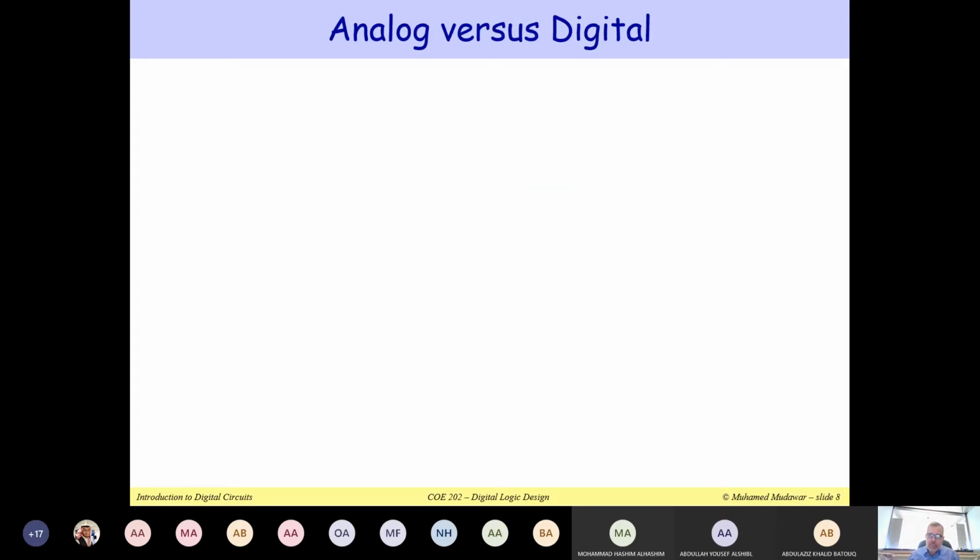Okay, so let me start first with analog versus digital. Can anyone explain to me what is the difference between analog and digital? Any idea? Anyone? Analog is infinite. Okay, and well, digital is limited.